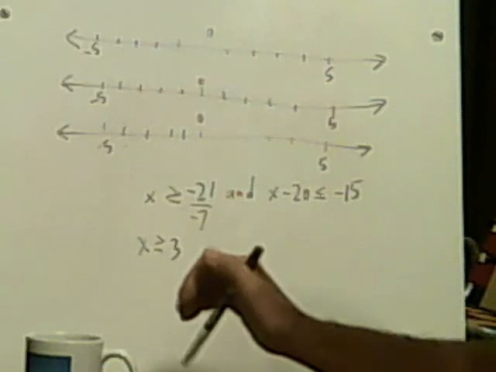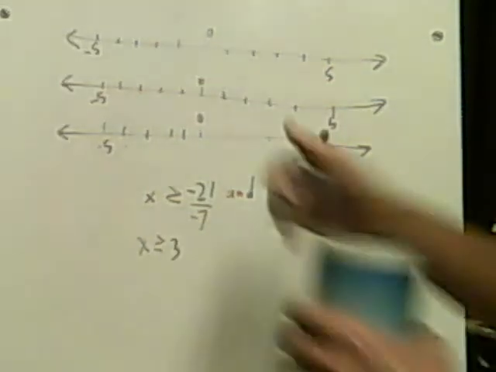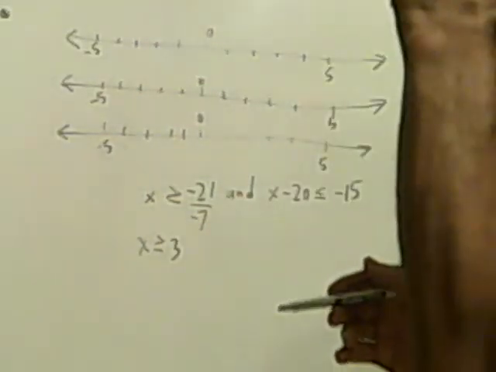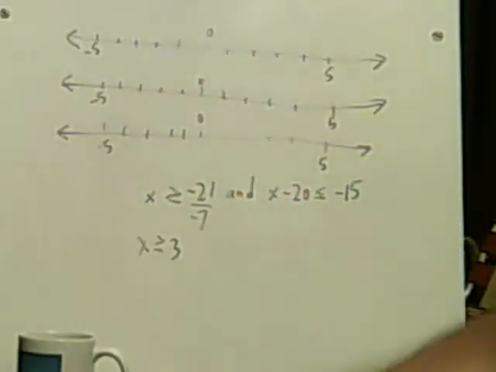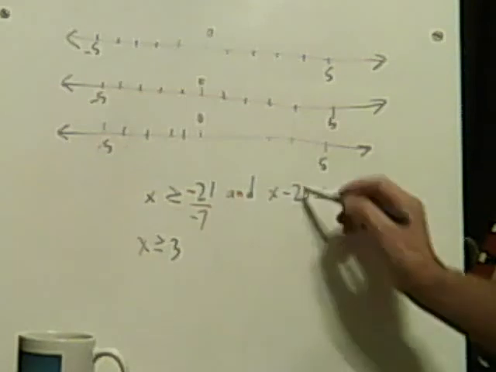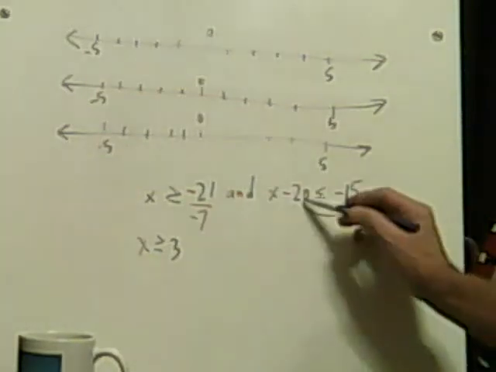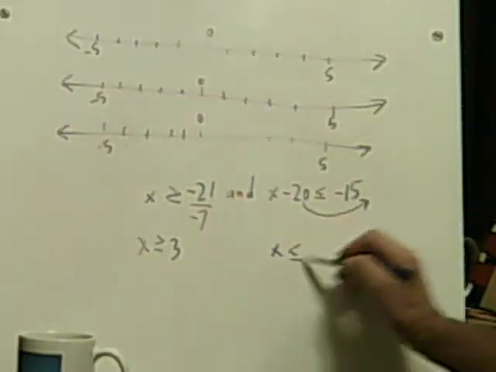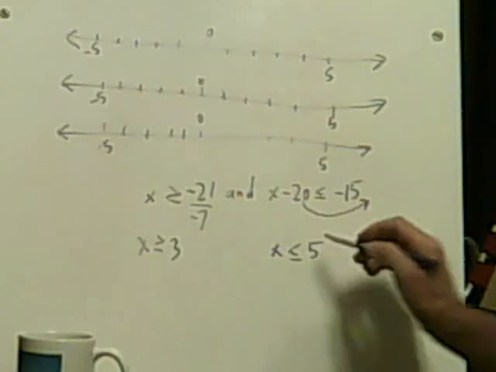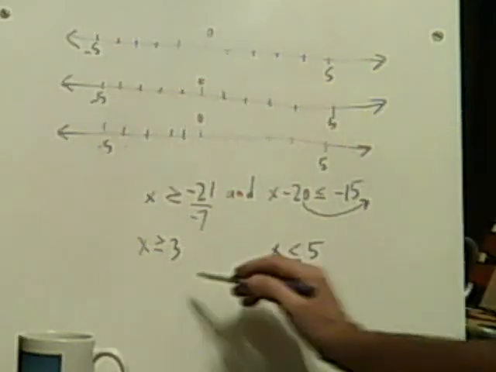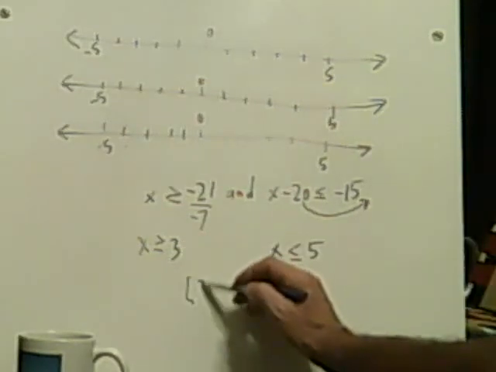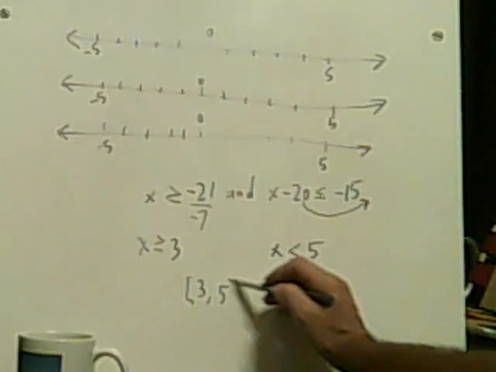So x is greater than or equal to 3, because two negatives cancel each other. Or you might say they annihilate each other. A negative and a negative make a positive. Okay, and now on the other side, we're going to move the 20 over. That's going to be plus 20, so this is going to be x less than or equal to 5. 20 minus 15. So x is greater than or equal to 3, but less than or equal to 5. So that's going to be a closed interval. It's going to start at 3, and it's going to finish up at 5.